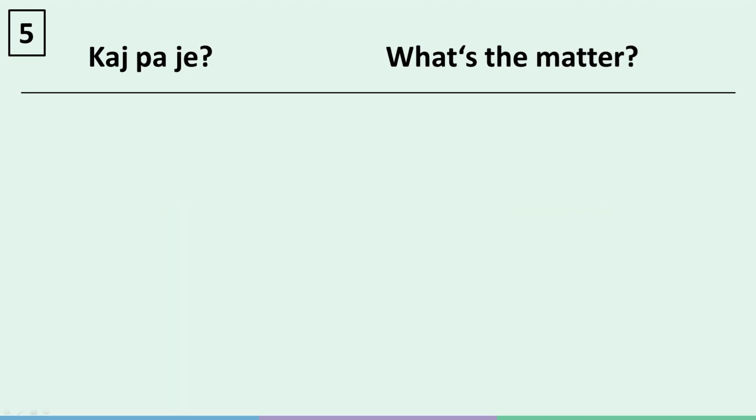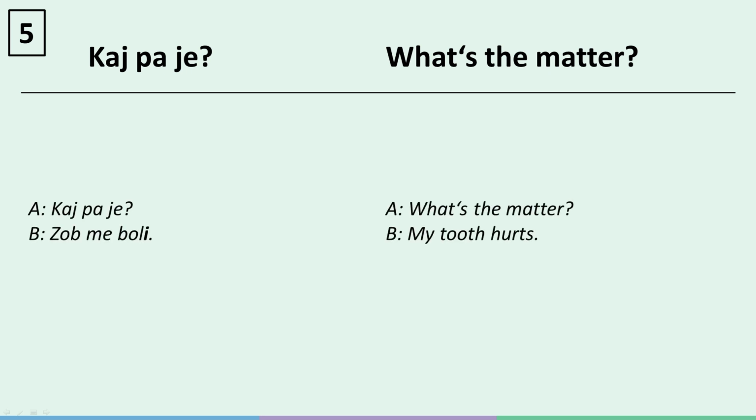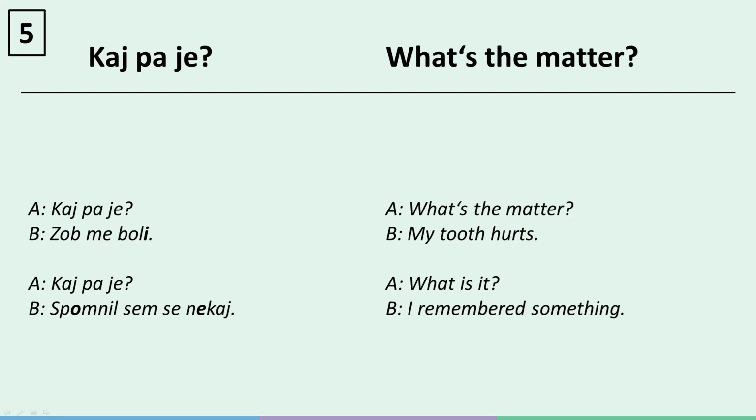Kaj pa je? Depends on the context. It means what's the matter or what is it. Kaj pa je? Zob me boli. What's the matter? My tooth hurts. Kaj pa je? Spomnil sem se nekaj. What is it? I remembered something.